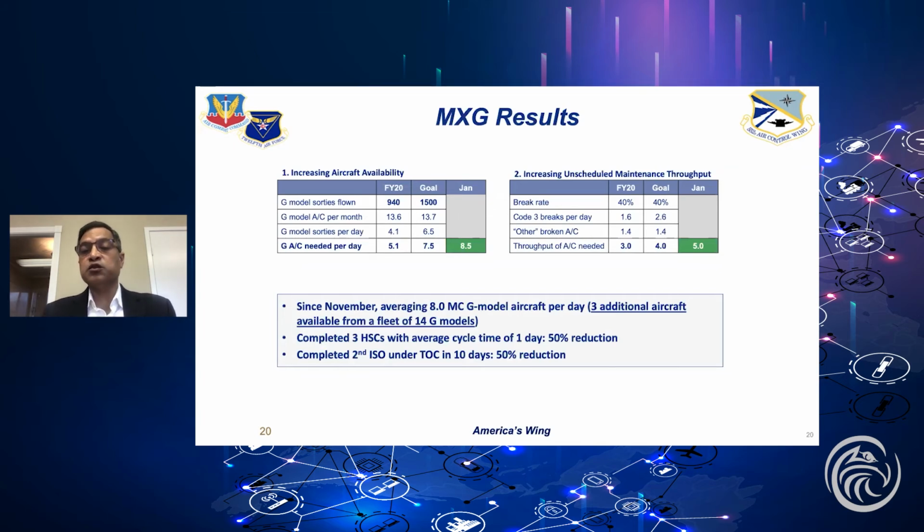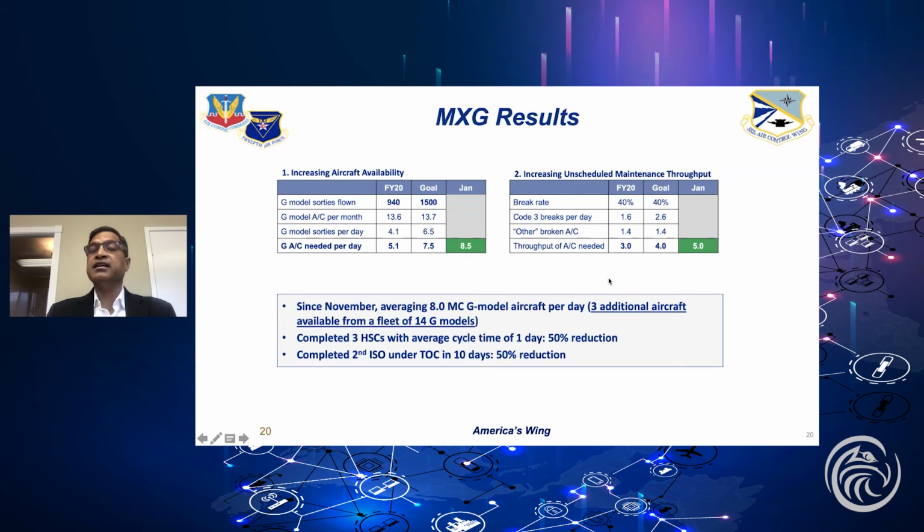From the maintenance group, as I said, the first goal was to increase the availability of aircraft. Since the model that we needed to fly was the G models, our goal was to go from 5 aircraft available every day to 7.5 aircraft. And we have been consistently releasing 8 aircraft every day to fly. In January, it was 8.5. And remember, that means we have released 3 additional aircraft from a fleet of just 14 G models.